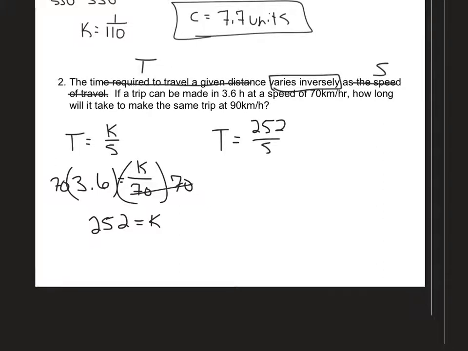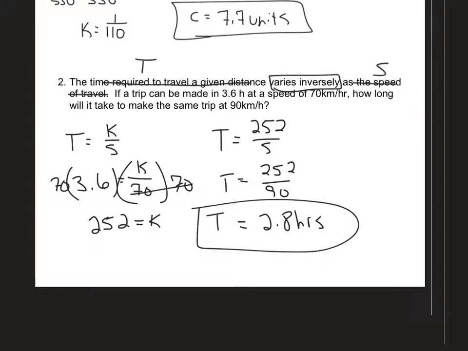And now we can just finish the problem. It says, how long would it take to make at a speed of 90? So T equals 252 over 90, and 252 divided by 90, I got about 2.8, and that's going to be hours, because it is talking about kilometers per hour. So it's the same thing as yesterday, and I know word problems are usually harder, but this is just kind of cross out the stuff you don't need, and then it'll make it a lot easier. Let's look at the page.